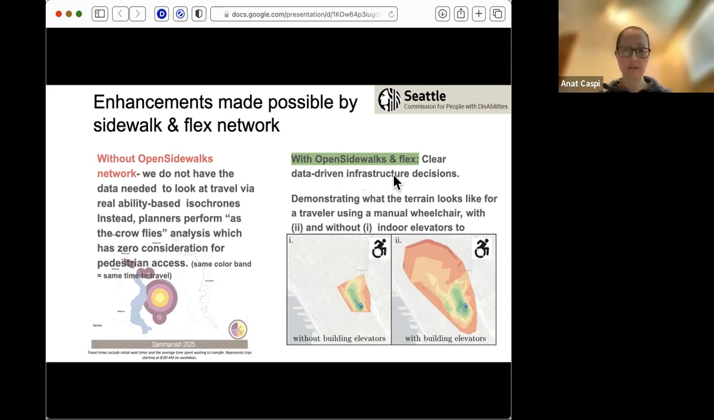But using open sidewalks and Flex together, we can have a clear data-driven infrastructure decision where we say, okay, if I'm dropped off at Pioneer Square, and none of the buildings are currently available to traverse in between streets using the indoor elevators, what is my area of reach within 5 minutes, 10 minutes, 15 minutes, etc.? And you see that it's pretty small compared to when I do have access to these indoor elevators to expand my reach.